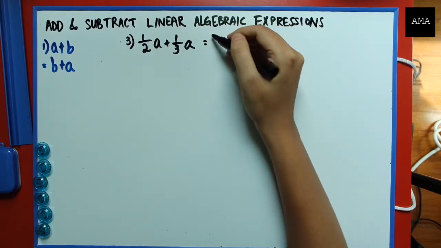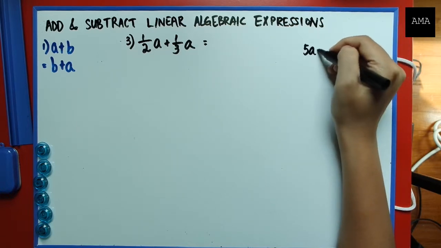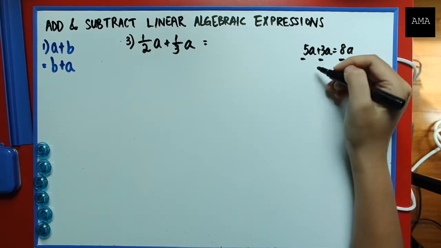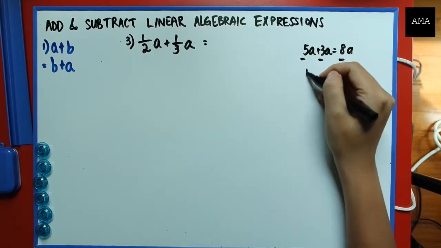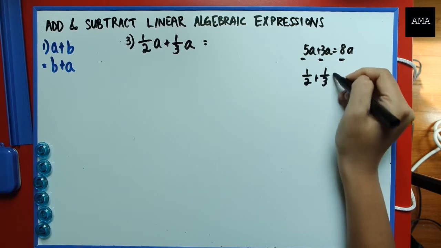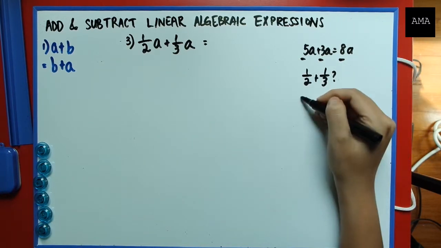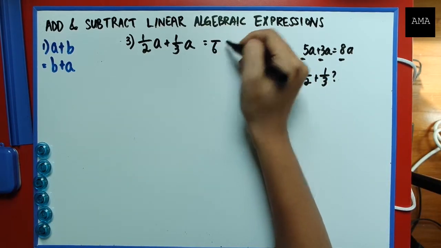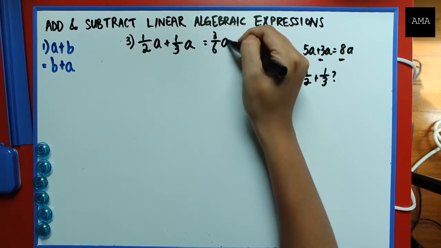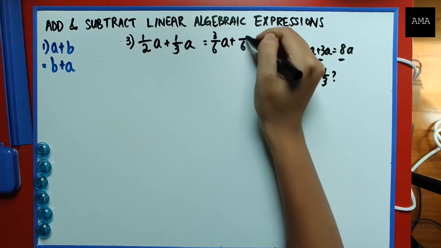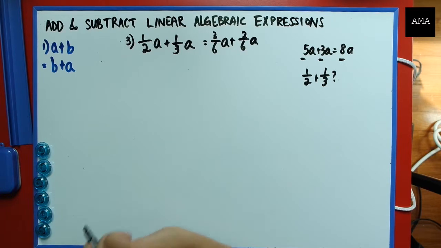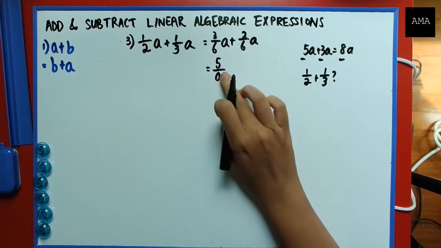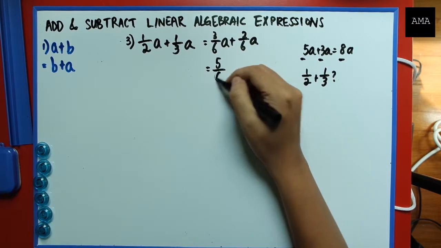So for example, if I add 5a plus 3a is 8a, right? It's actually 5 plus 3 is 8. Now for this, half plus 1/3. So what is half plus 1/3? You should have learned this in fractions. You do it by changing it to a common denominator. So the common denominator is 6. So this is simply 3 over 6a plus 2 over 6a. Once you've changed it to a common denominator, then you can add up.